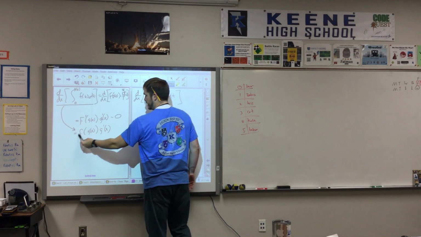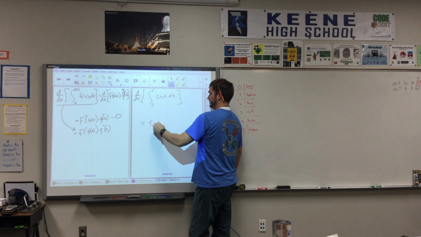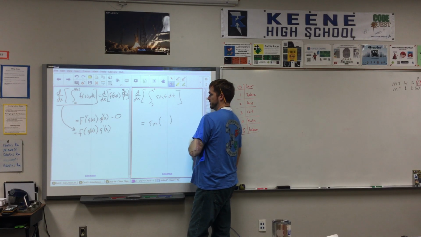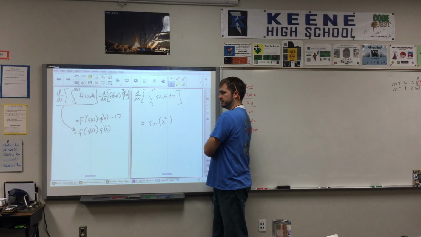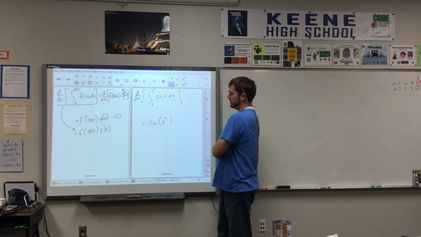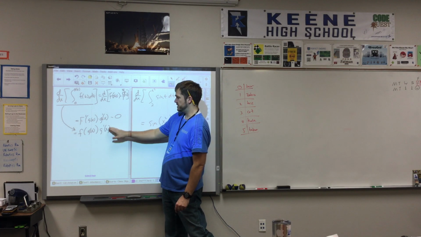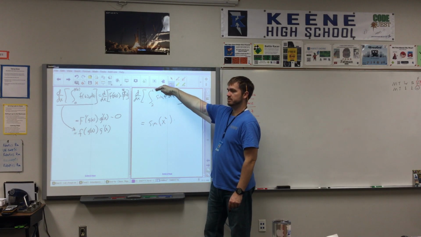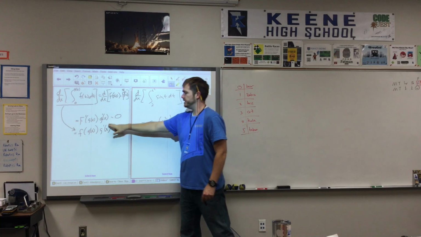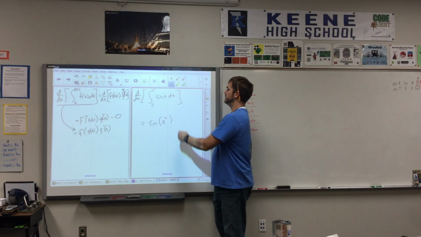It'd be sine of x squared, times g prime of x. G is the upper bound here, x squared. So the derivative of x squared is 2x, so it'd be 2x.